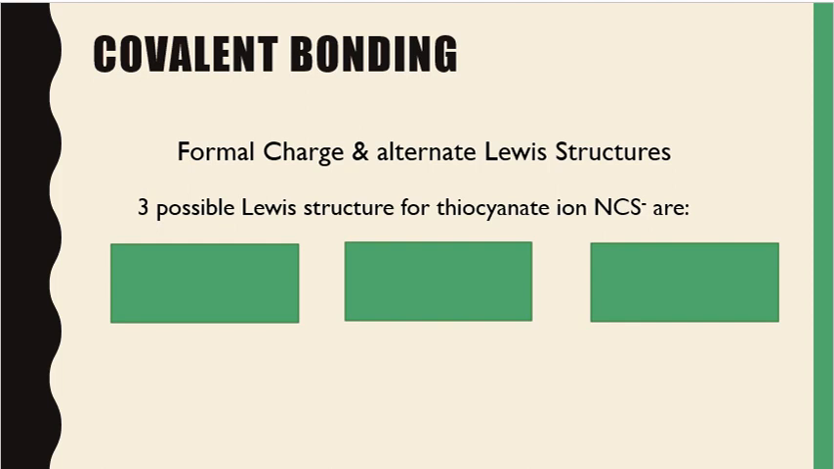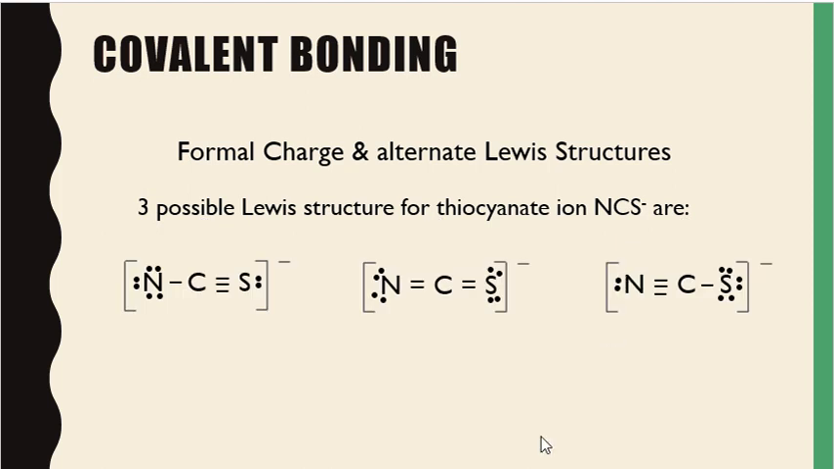One more example would be the formal charge of the Lewis structures for the thiocyanate ion, which is NCS negative. There are 3 possible Lewis structures. Go ahead and pause the video and see if you can figure out all 3 structures. This is what you should have gotten, and again, since it's an ion, we do have it in brackets, signifying the charge.